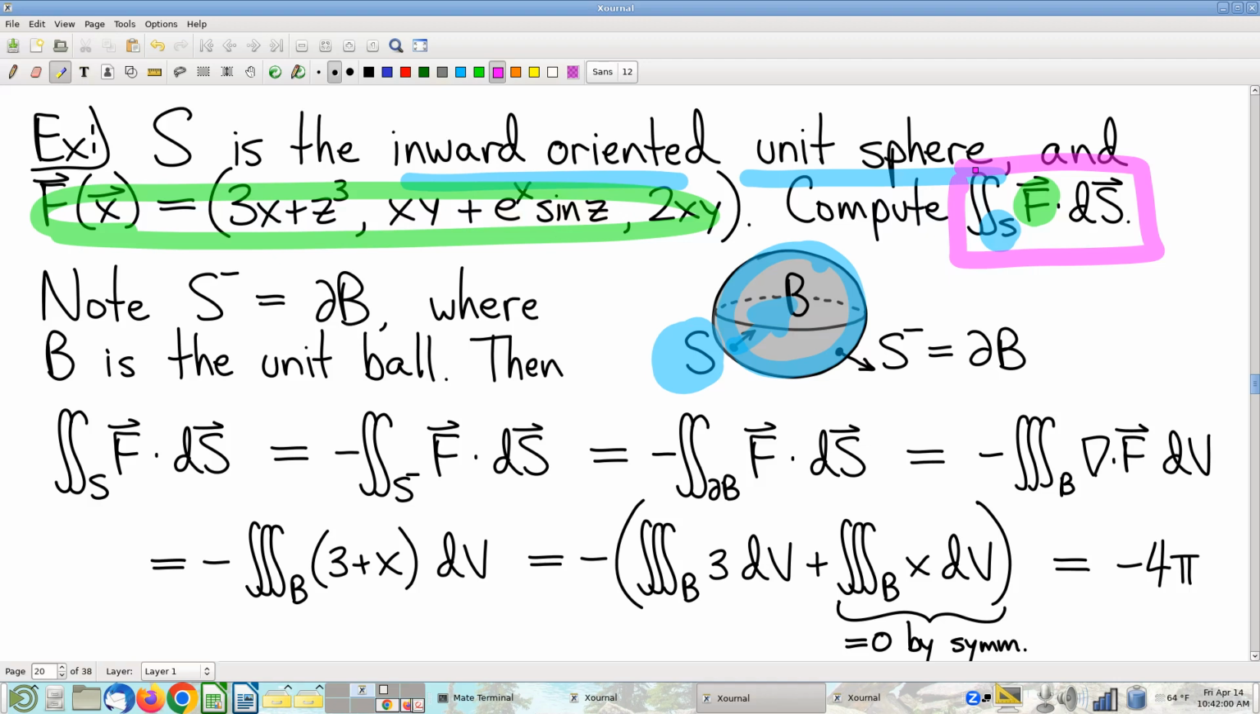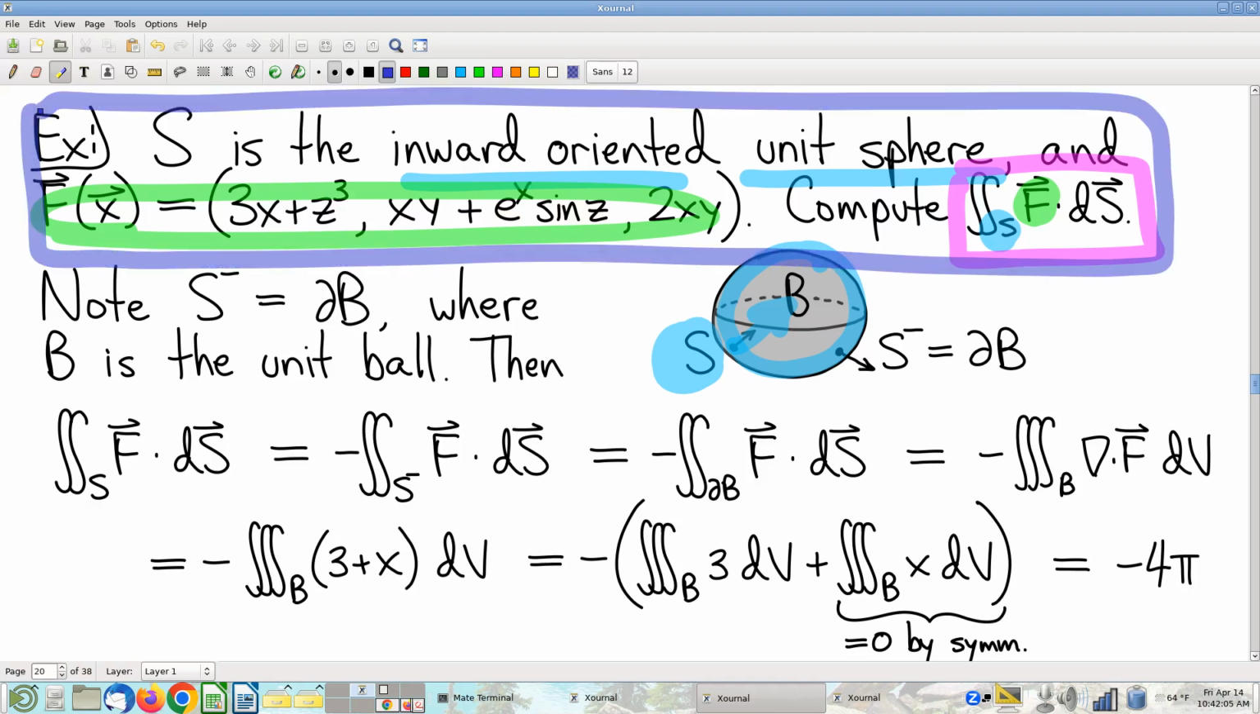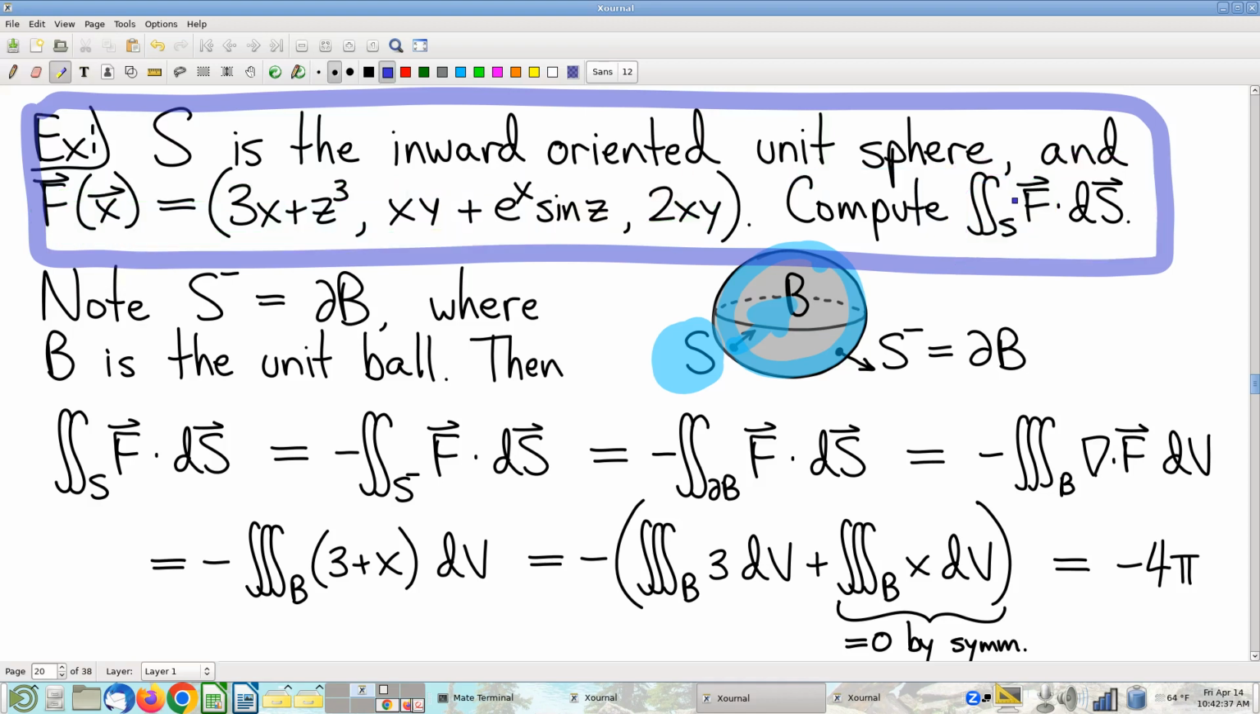Notice conspicuously missing from the statement of this question is the word boundary. It doesn't say the word boundary anywhere. This question does not immediately present itself as use Gauss's divergence theorem, because the keywords aren't all there, right? This just says compute this vector surface integral. And so we've got to decide now, is this a computation that is appropriate for using Gauss's divergence theorem? Frankly, the most immediate answer to the question is no.